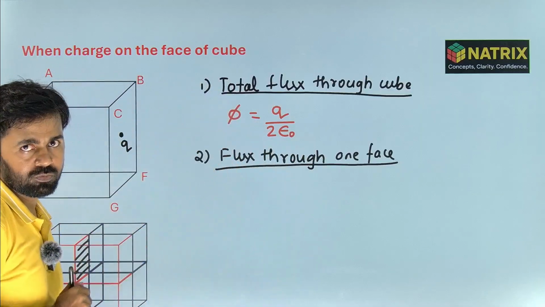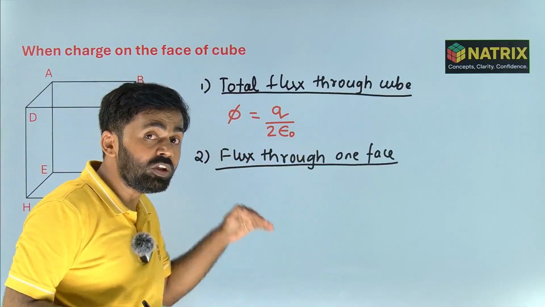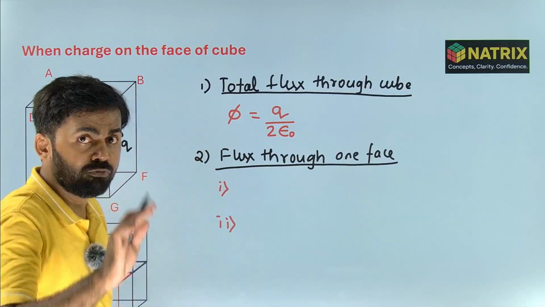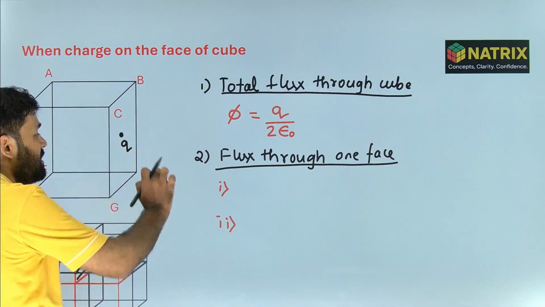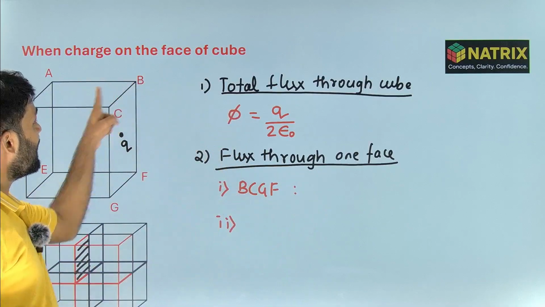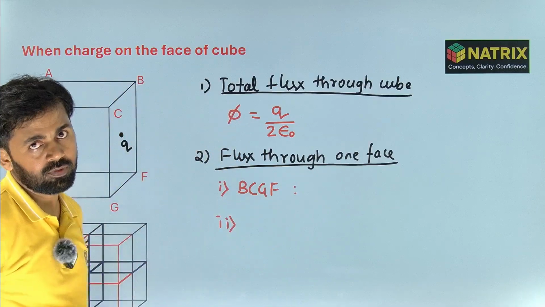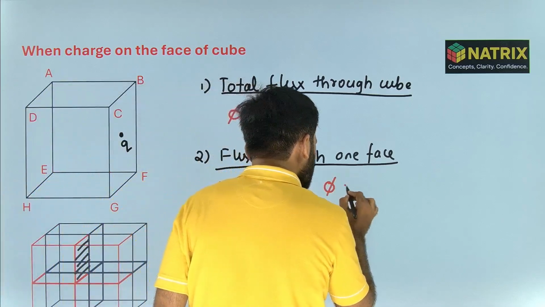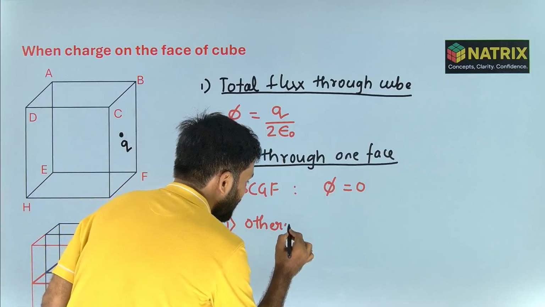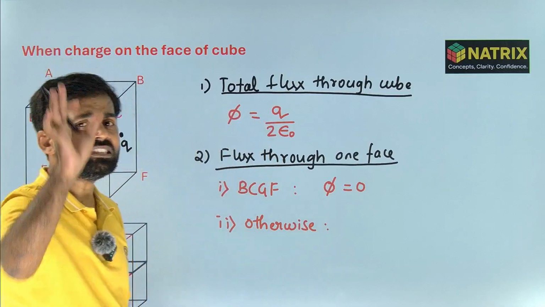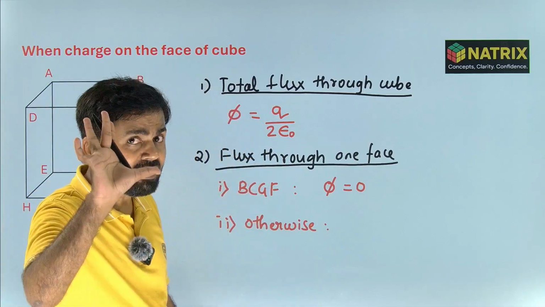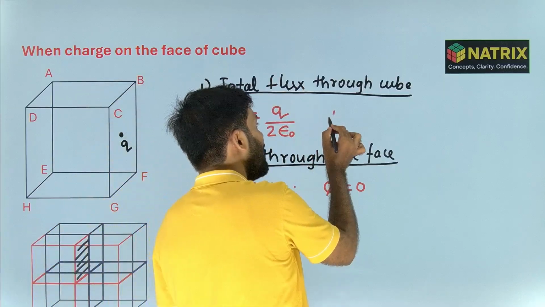with 2 different cubes. In the second one, again we have 2 different cases. First one, second one. First one, which face? BCGF. I told you this face is sharing the charge. The flux through that face is 0. For the remaining faces: how many faces are left? The cube has 6 faces. Out of that, leave one face. Remaining 5 faces.